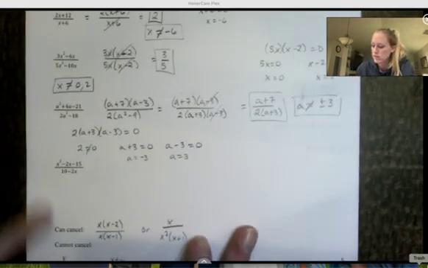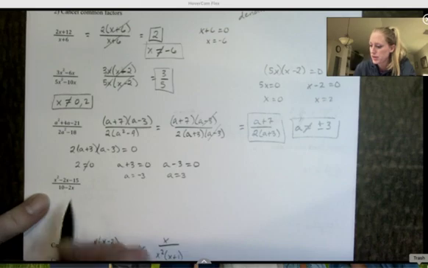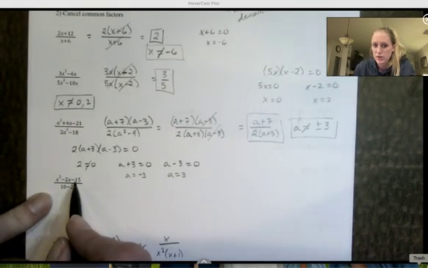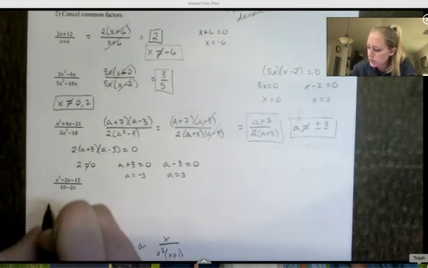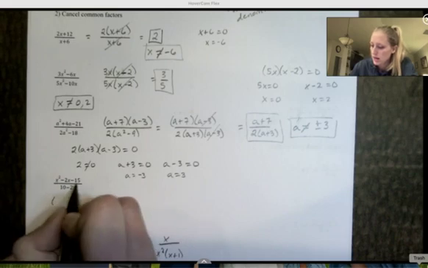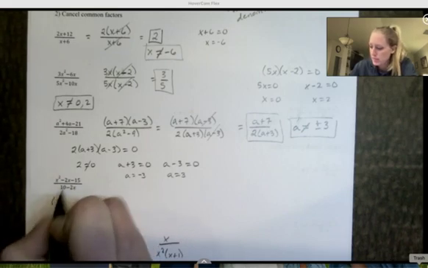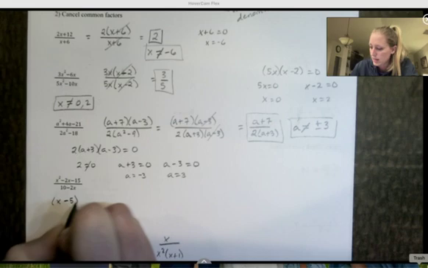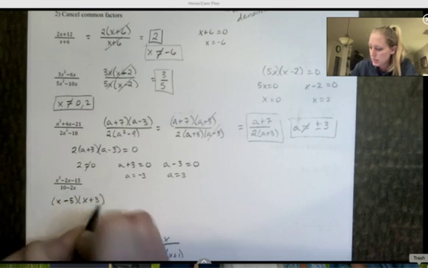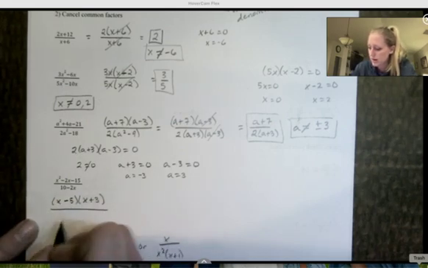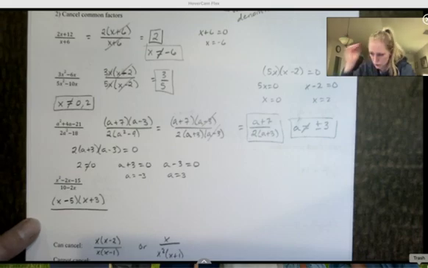Okay, last example here. We again have a trinomial, so I'm going to factor this into numbers that multiply to be negative 15 that add up to be negative 2, which are negative 5 and positive 3. Okay, here, factor out a 2.